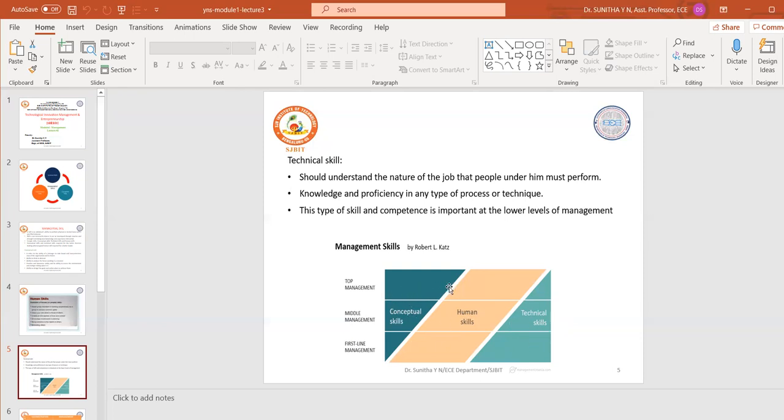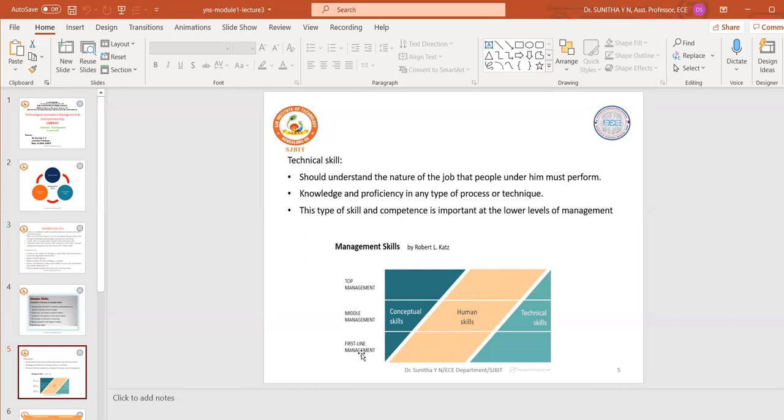For top level management, you can see human skill is there, and conceptual skill is more, with very little technical skill. This is because all the three managers, we consider them as good leaders. For good leaders, human skill is compulsory. You can see that human skill exists in all the three layers in an equal ratio.